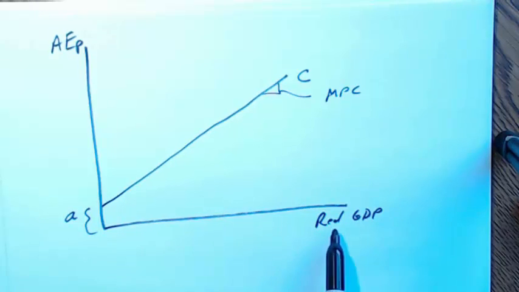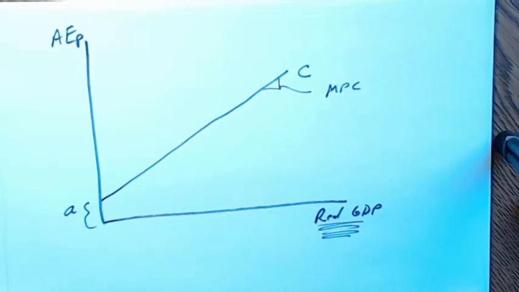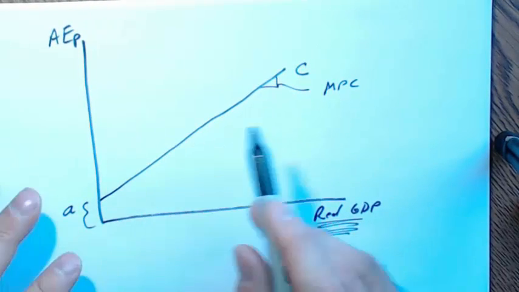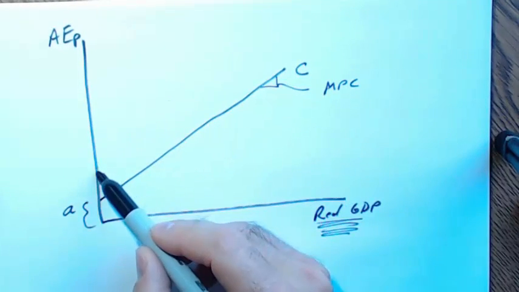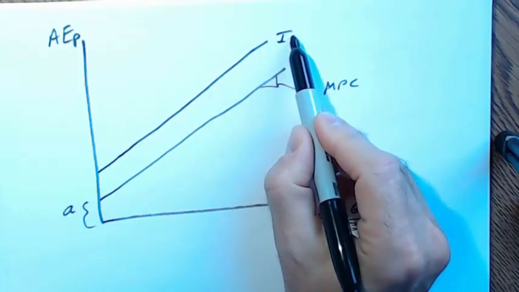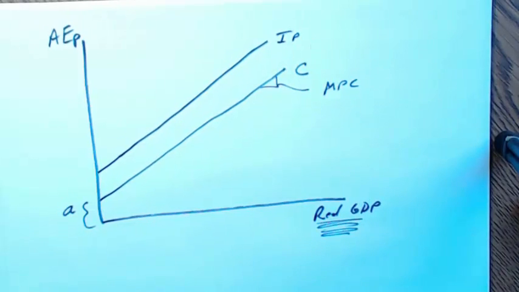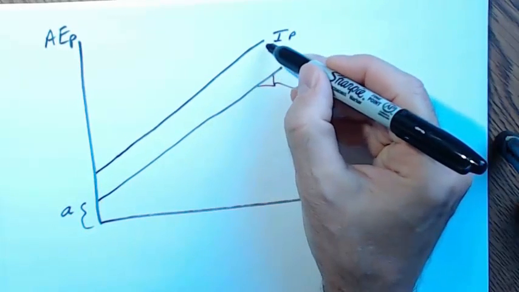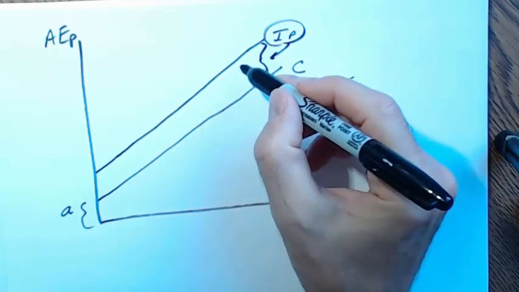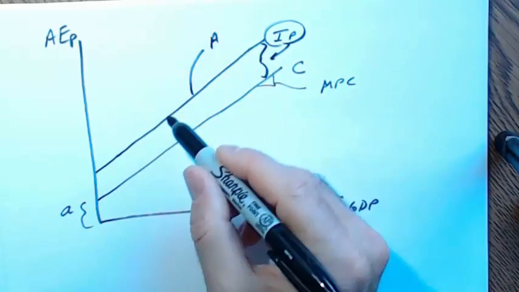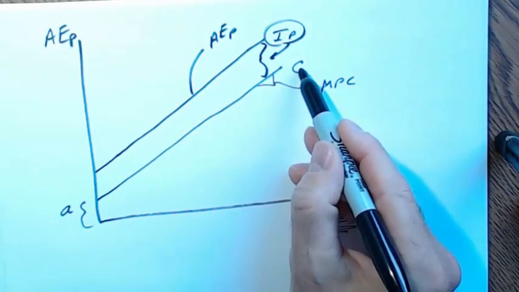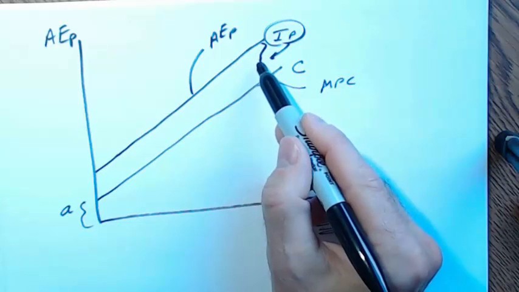Except this time we're putting it on real gross domestic product, because now we're going to overlay on top of this planned investment spending, and we're going to assume planned investment spending is fixed. So IP, actually, IP is this difference right here. I should be careful here. IP is this difference, and this total here, this top line, is your planned aggregate expenditures. It's made up of consumption plus the investment component.